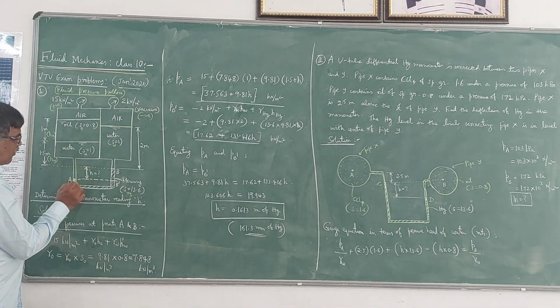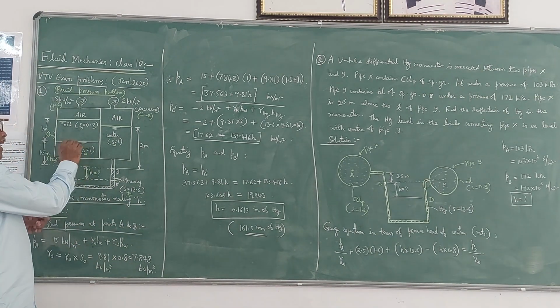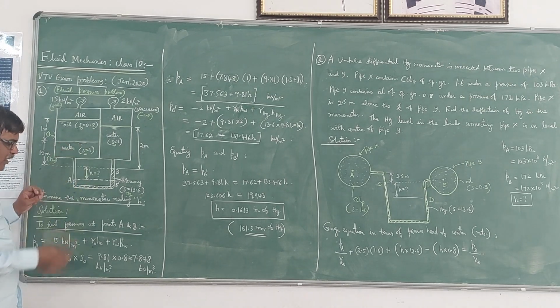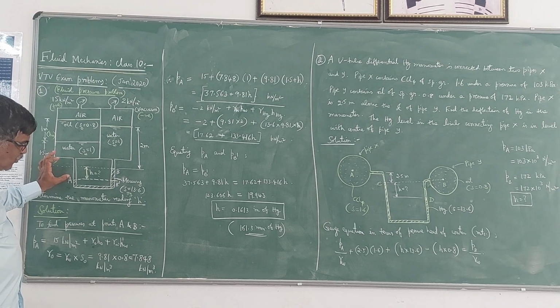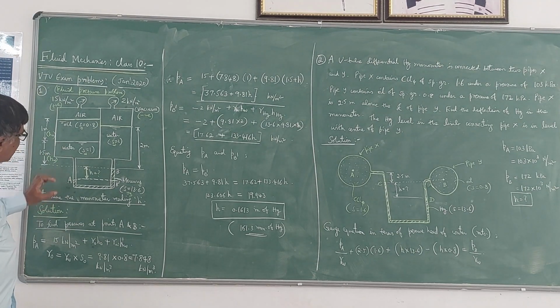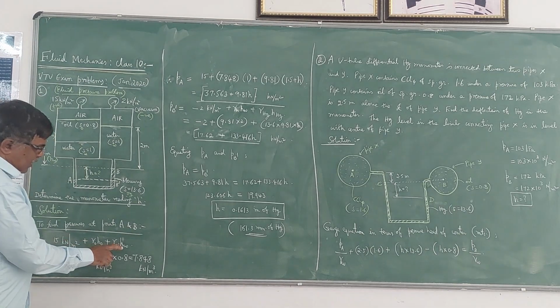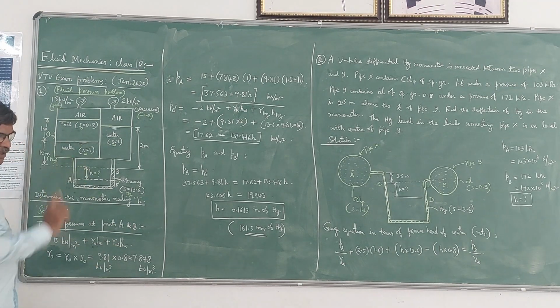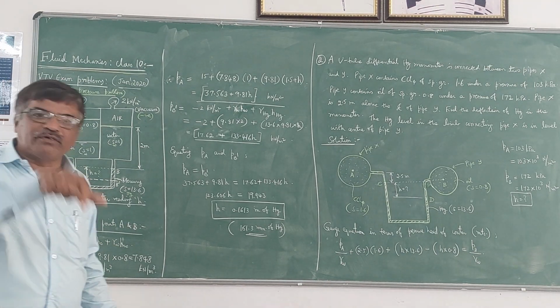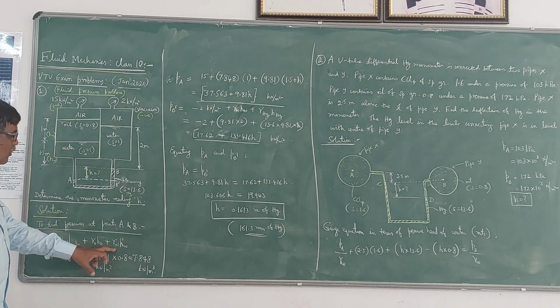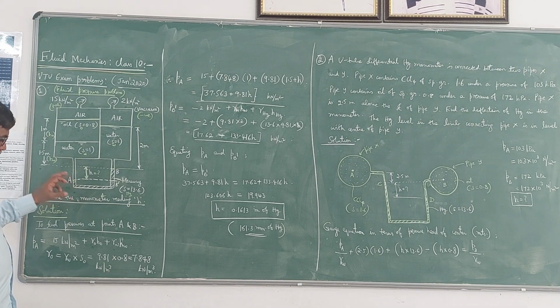Similarly, to get the pressure at A, I have to add once again the pressure exerted by this water column. The pressure exerted by this water column is HW multiplied by gamma W, so gamma into H for water we have to take. If you add all these three, you get the pressure at the level A.